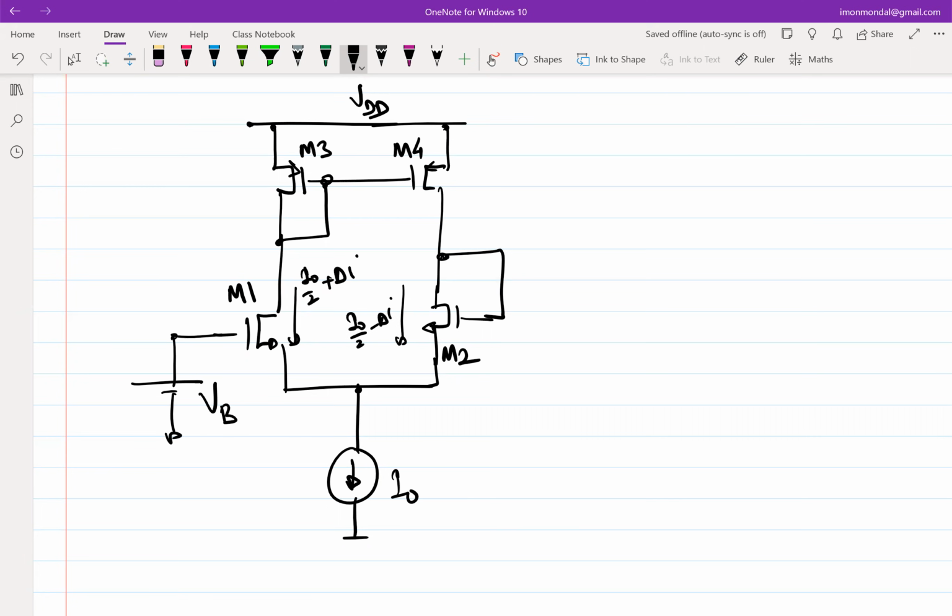So if that is the case, what do you expect this voltage to be? Initially, let's assume that if everything is I0 by 2, this is supposed to be some Vx. But if there is a slight shift of current to one side, what do you expect this voltage to be? It will be some non-zero value. And why should it be non-zero?